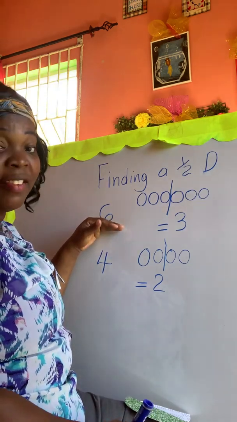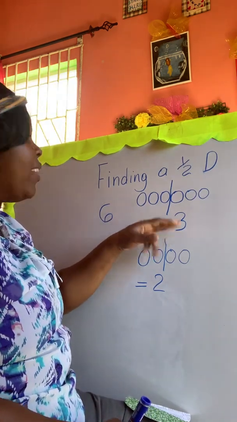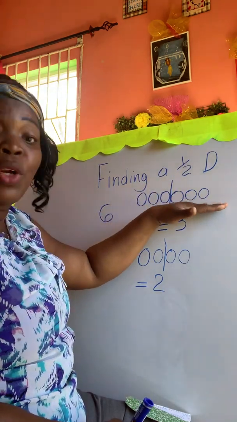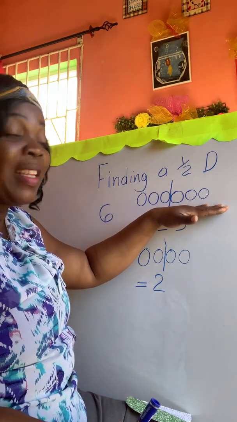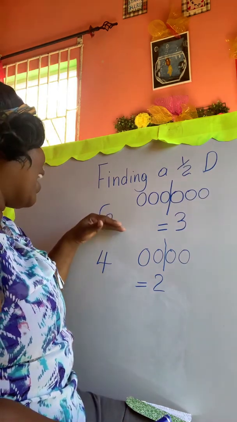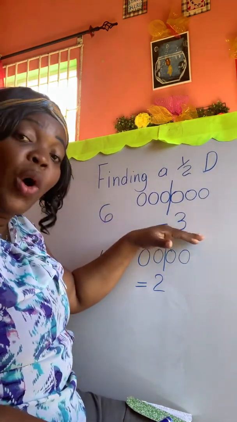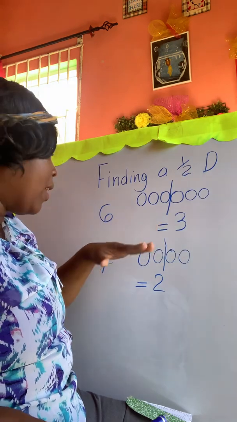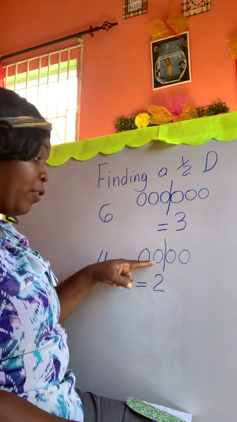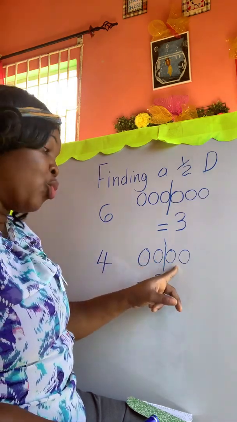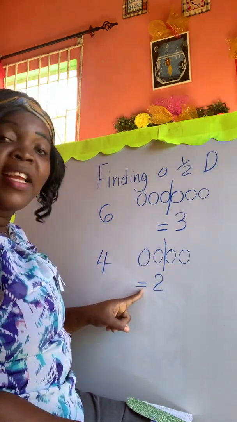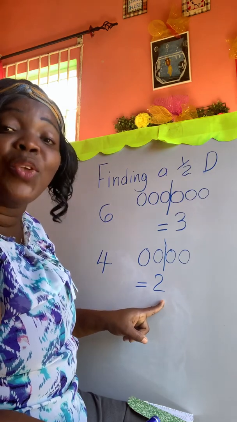All right, can we go back over it again? A half of 6 is 3, because when we part it there, we have 3 over here and we have 3 over there, which tells me that the 2 halves have the same amount. So a half of 6 would be equal to 3. Same goes with number 4. When I part it here, I have 2 over here and I have 2 over there, which tells me that a half of 4 is equal to 2.